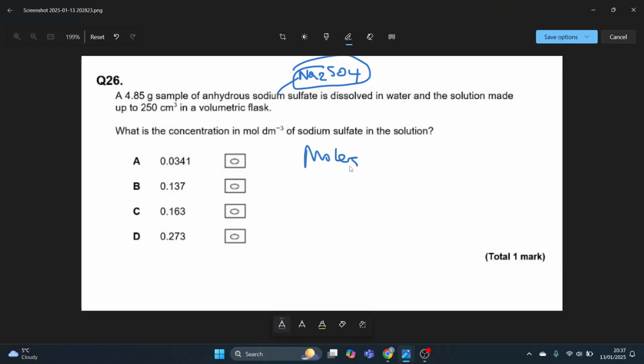Find out the moles. 4.85 divided by the MR, which is, MR of Na is 23, sulfur 32.1. So 4.85 divided by 23 plus 32.1 plus 64. I'm not just going to write that down, I'm just going to write MR sodium sulfate.